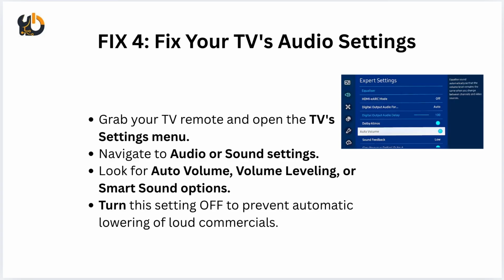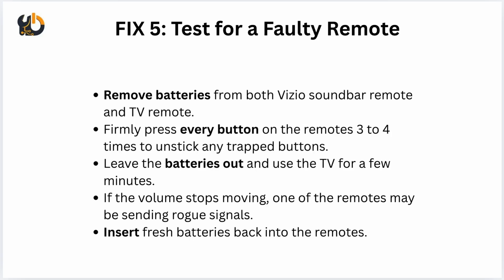Fourth fix is fix your TV audio setting. Grab your TV remote and open the TV setting menu, then navigate to audio or sound setting. Look for auto volume, volume leveling or smart sound option. Turn this setting off to prevent automatic lowering of loud commercials.